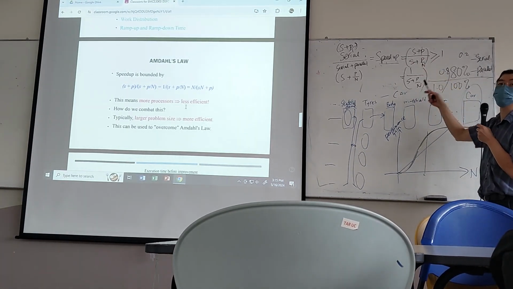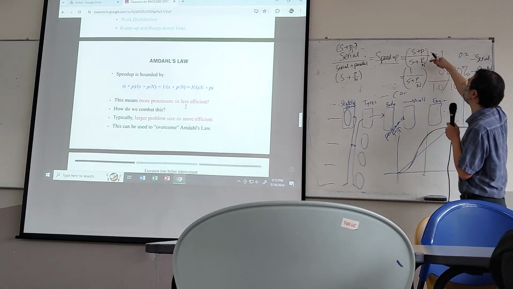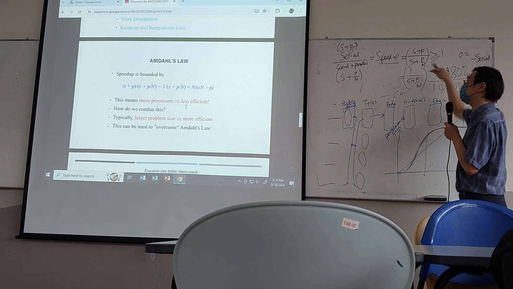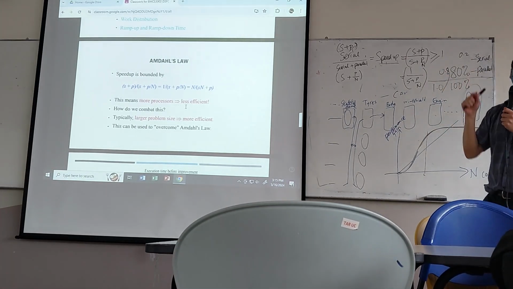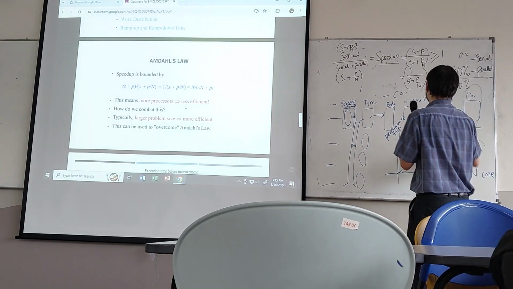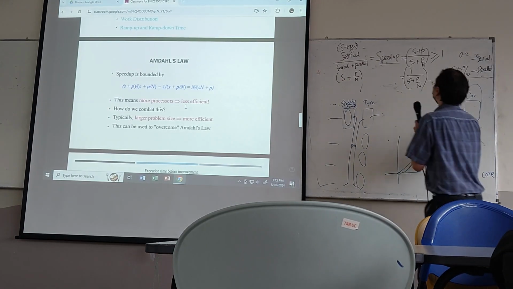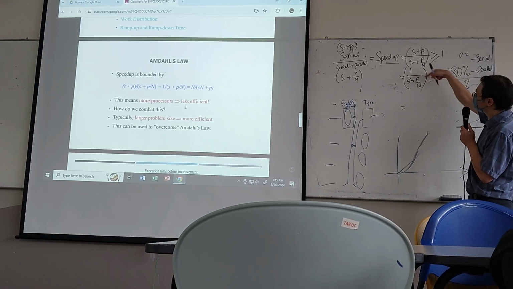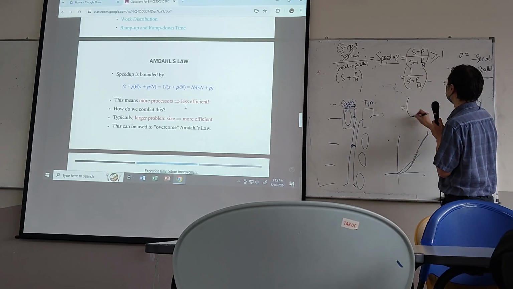Okay, why do I show you this? Because some of the questions do not appear like this, they appear like this. So by remembering this, you know how to substitute it and get the answer. Okay, I'll show you some examples now. If you multiply the top with N, you multiply the bottom with N. Okay, what I mean is you do this.